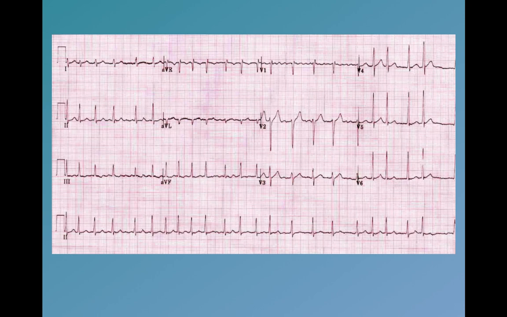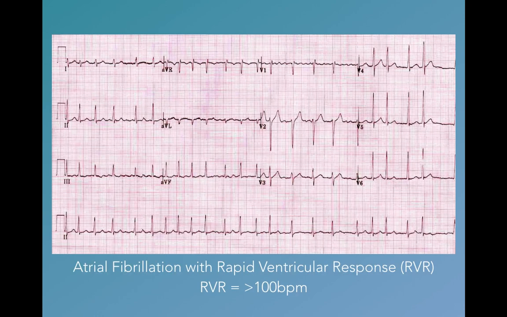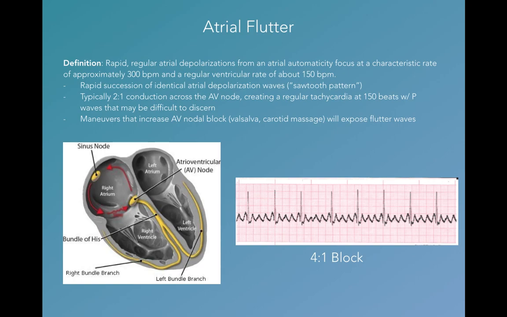What about this one? So again, this is irregularly irregular, no P waves. QRS is normal duration. So this would be AFib with RVR, because most of the intervals are around 150. And if you remember, we said most of these rates are 150 to 180. So that would make sense.